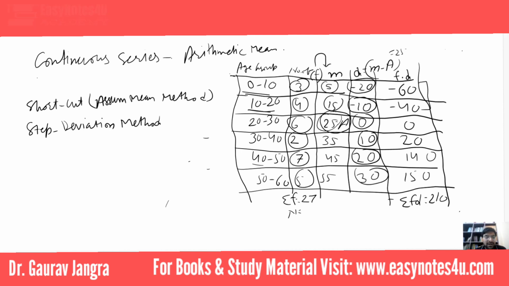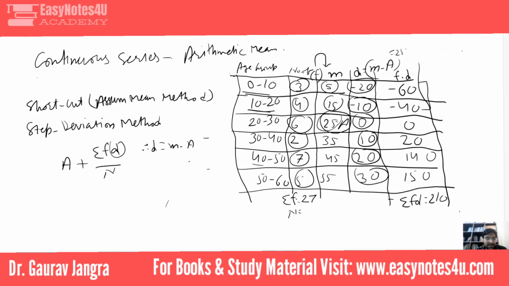So how can you calculate the arithmetic mean in the continuous series for the shortcut method, or assumed mean method? The formula for that is a plus summation f d divided by n, where d is equal to m minus a. So a was 25, we have taken a as 25, summation f d is 210, divided by n, 27. So you can calculate the values.